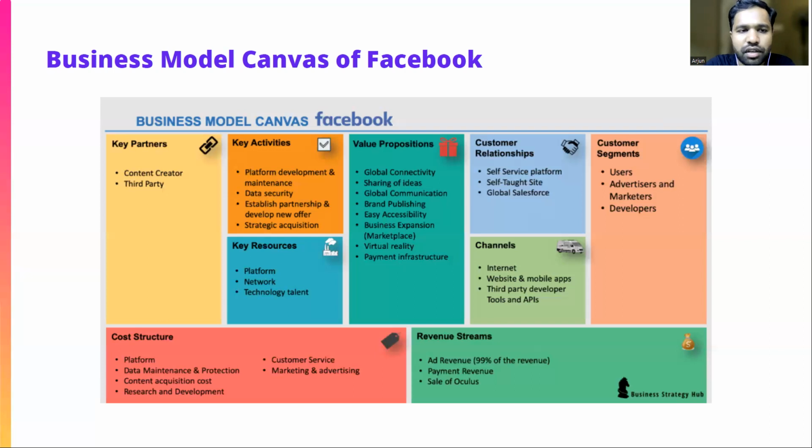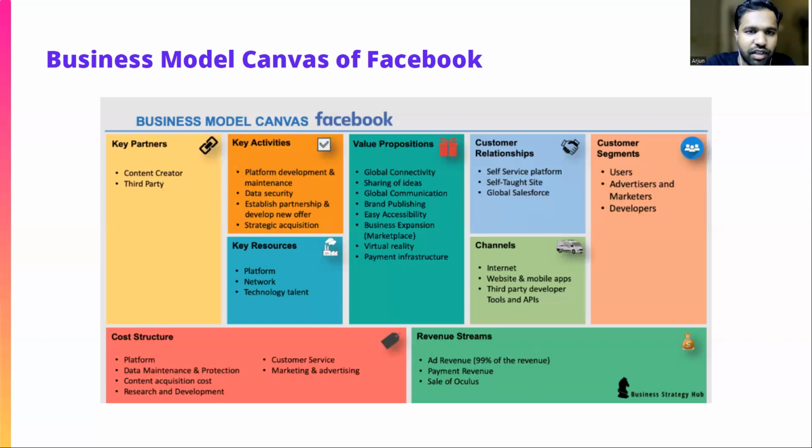And key partners are basically content creators, all the advertisers, marketers, bigger companies. Key resources: basically talent, good internet connectivity, a lot of bandwidth in the network platform. So these are all the main important ingredients of the business model canvas, and these all now influence the cost structure and the revenue streams of the company.